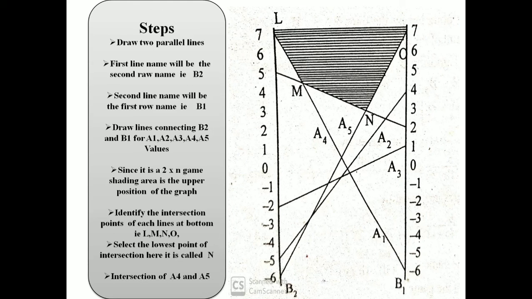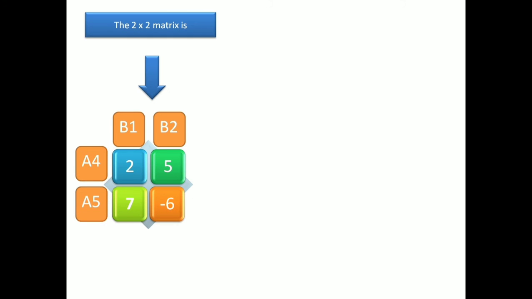That is the lowest point in that shaded area. So see, the lowest point is N. You have to identify the lines connecting at that lowest point, that is A4 and A5. A4 and A5 are connecting at the lowest point. So you take those 2 points and draw a 2 matrix, that is A4 and A5. Then this is the new matrix: 2, 5, 7, minus 6. Now it is a 2 into 2 matrix.